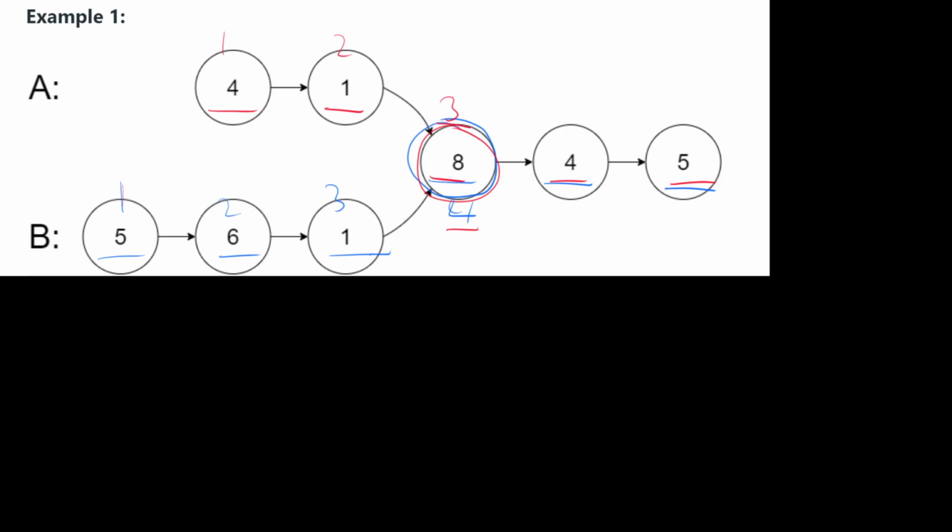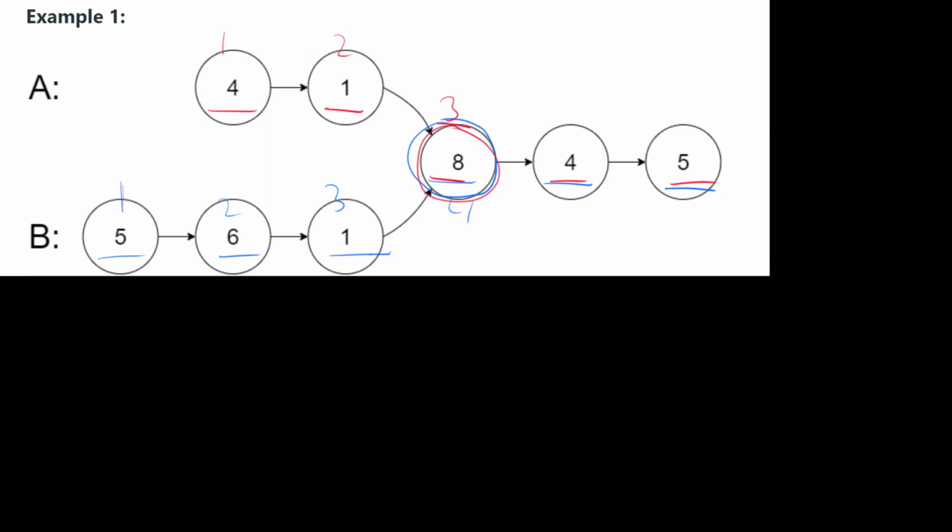Now, what do I mean by that? Imagine that B didn't have this 5 at the beginning and it just started at 6. Then you can imagine that this would be much easier. At their third node, they're both going to be equal to each other. It's going to be 1, 2, 3, and at this third node, they're both equal. That's simple, because we've set their lengths equal to each other. What can we do to get their lengths equal?